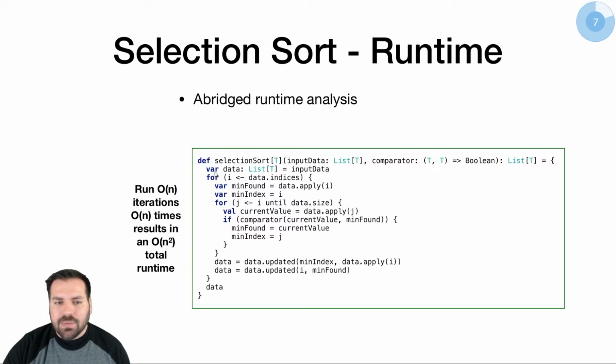So we have an outer loop that runs O of n times, and an inner loop that in the worst case runs O of n times. We multiply those together, and we get an O of n squared runtime. This is an n squared runtime algorithm.